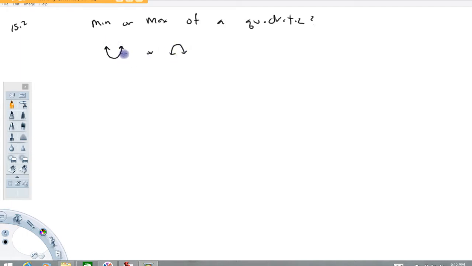Now, if they open up, they don't have a maximum value because this graph keeps going up forever. But they do have a minimum value, and that minimum value is right here. That's the lowest point on the parabola. Anything that opens down doesn't have a minimum value, because it keeps going down this way forever and this way forever. But it does have a maximum value, and that value is right there. In either case, the min or max is at the vertex.